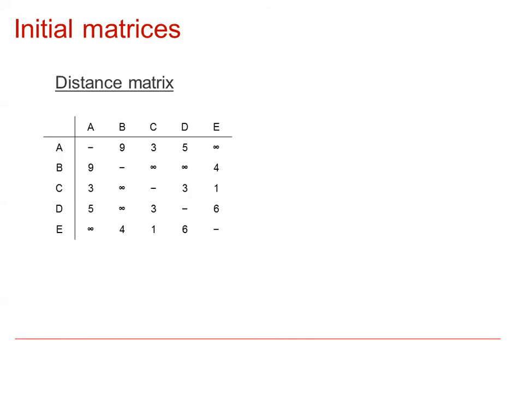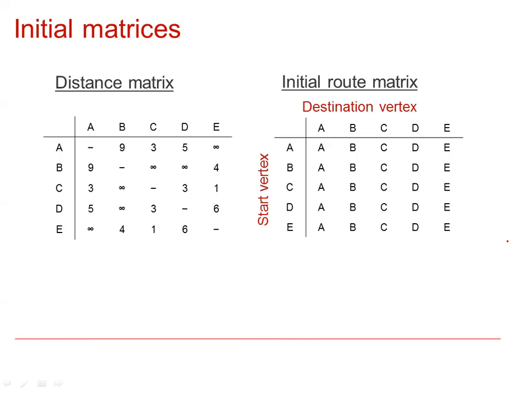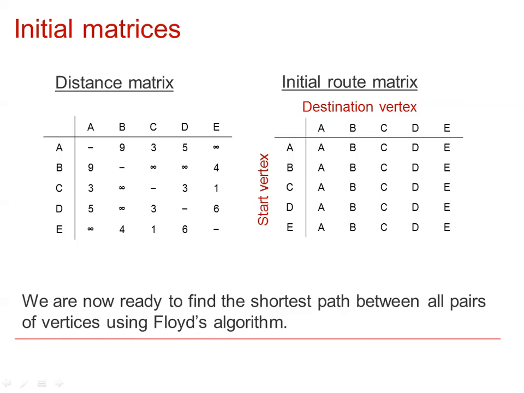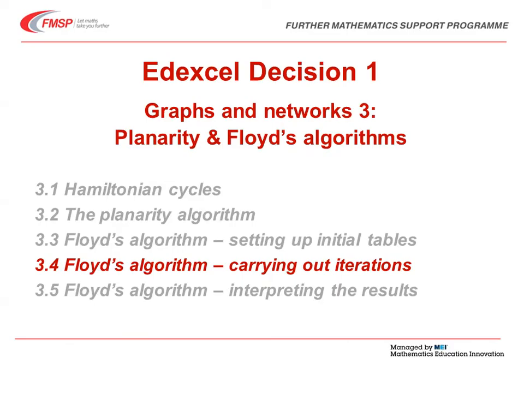So this is our distance matrix for the given network, and this is our initial root matrix. The initial root matrix will always look like this because we will always assume that there are direct links between every vertex. So now we're ready to implement Floyd's algorithm. So our next session will be Floyd's algorithm carrying out iterations.